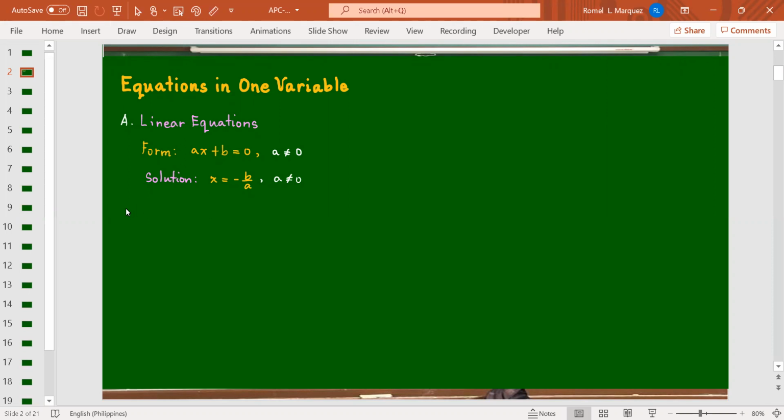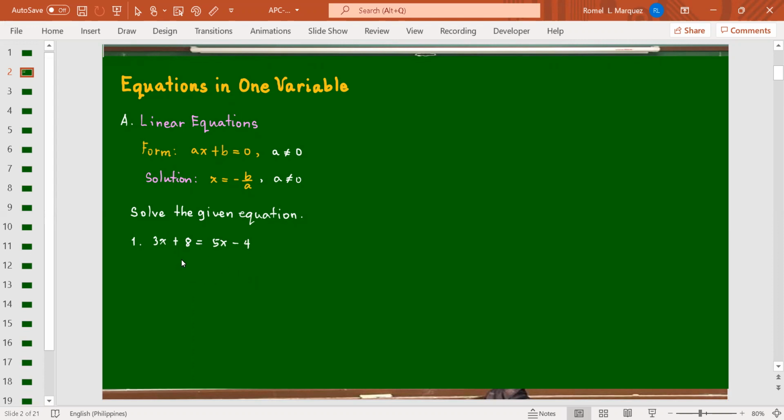Let us have the following examples. Solve the given equation. Number 1, 3x plus 8 is equal to 5x minus 4.